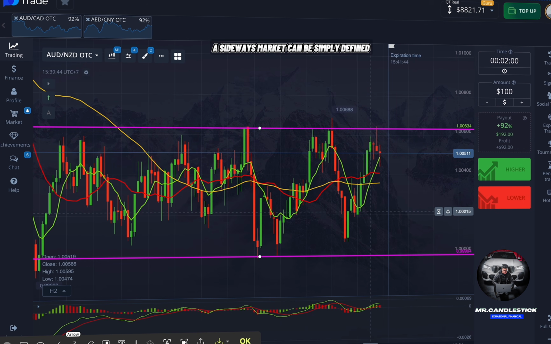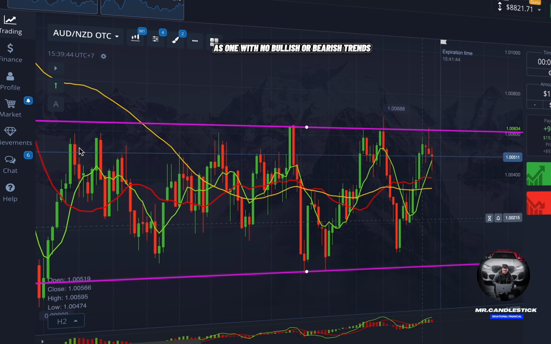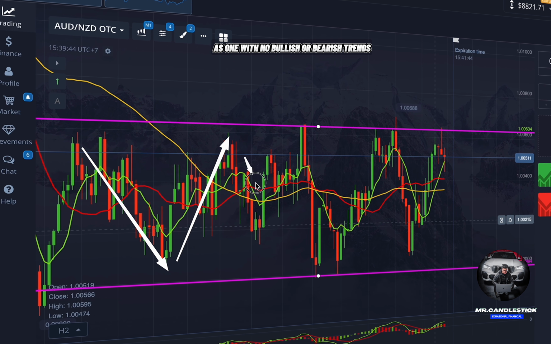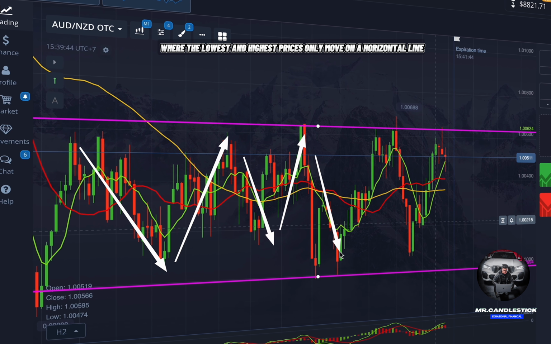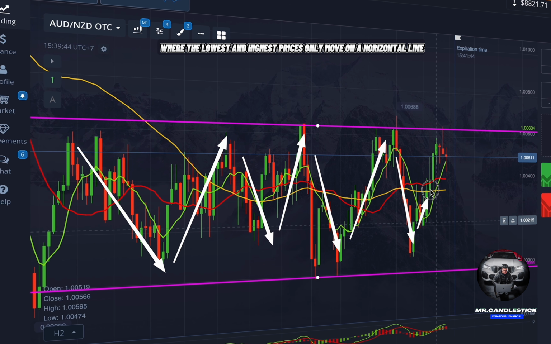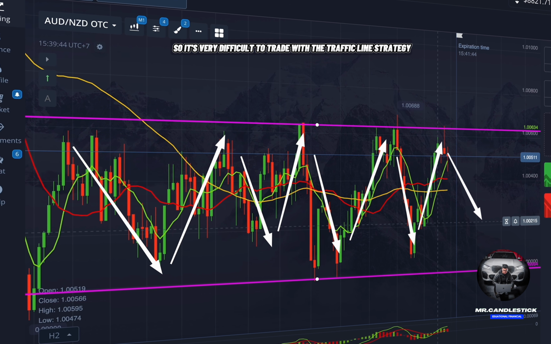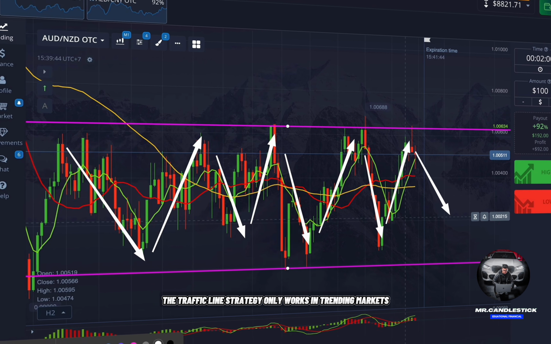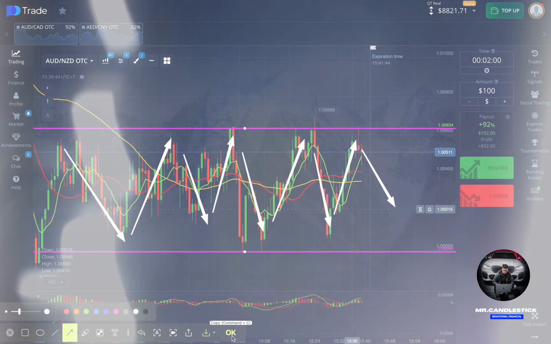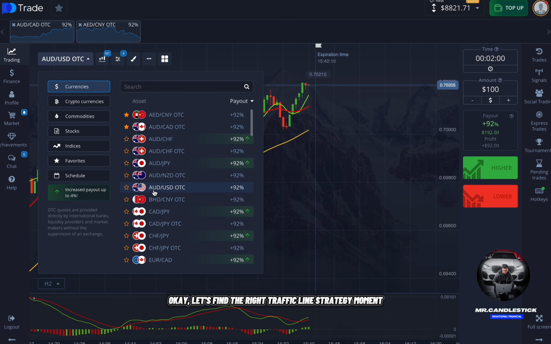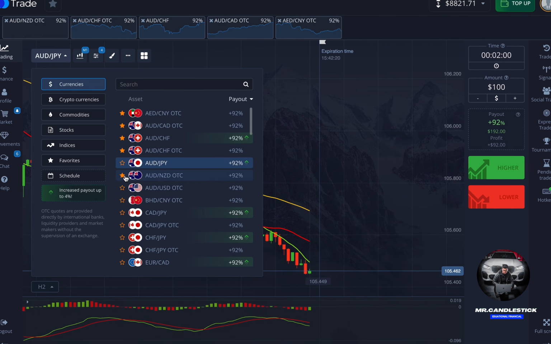A sideways market can be simply defined as one with no bullish or bearish trend, where the lowest and highest prices only move on a horizontal line. So it's very difficult to trade with the traffic line strategy. The traffic line strategy only works in trending markets. Okay, let's find the right traffic line moment.